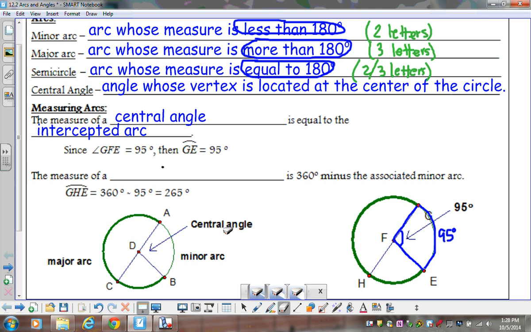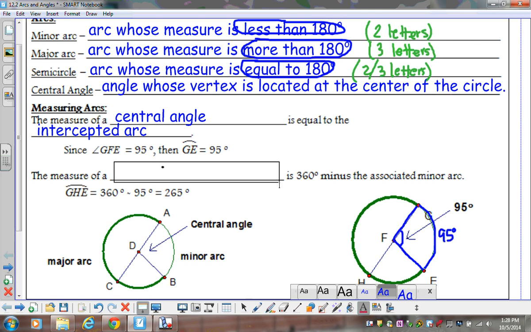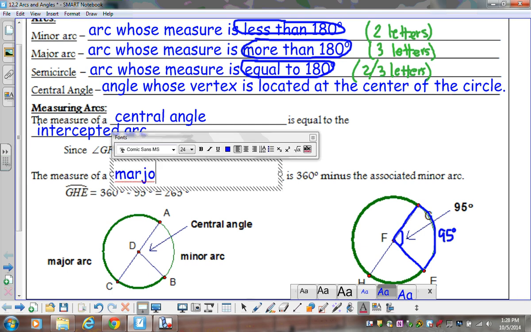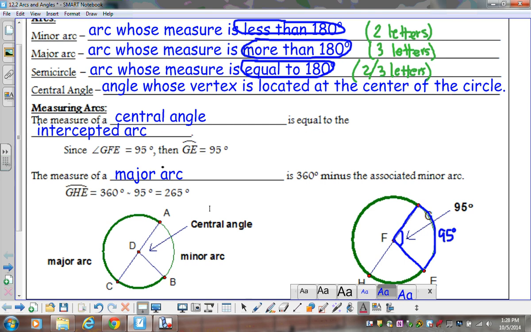All right, now the measure of it, this next blank right here: the measure of a major arc is 360 degrees minus the associated minor arc. So using that definition, let's look at this other example we just started a second ago. We found out that arc GE is a minor arc, notice 95 degrees, less than 180 degrees, so it's a minor arc.